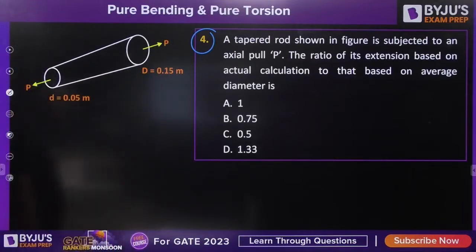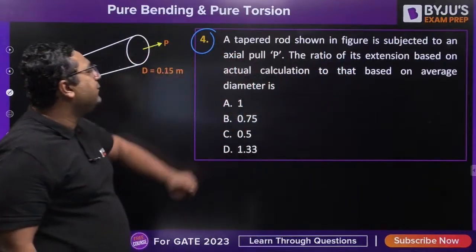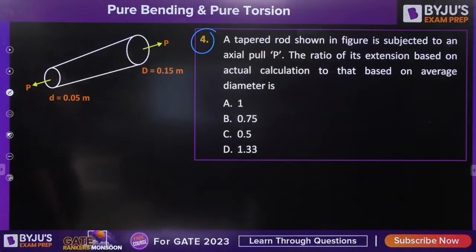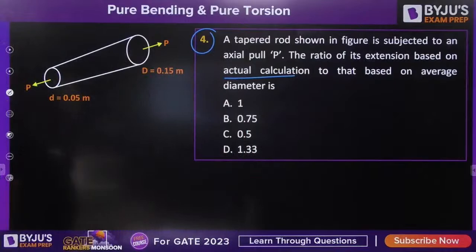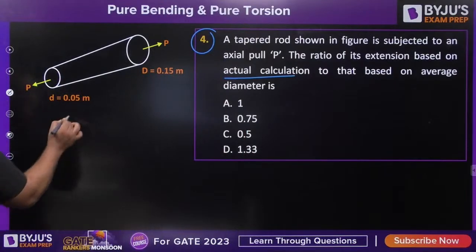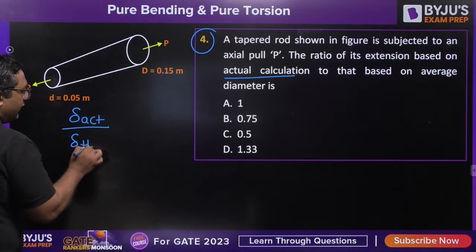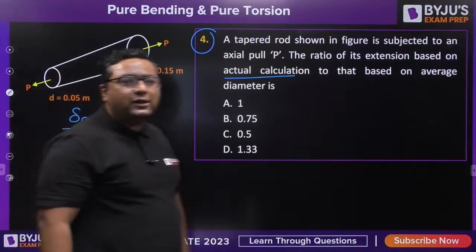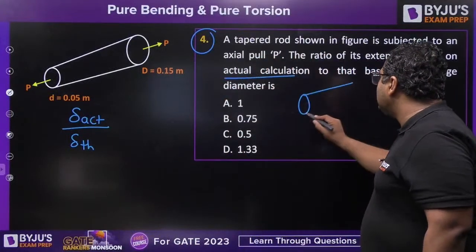Bhavya, I feel, has already given the answer. So this time he is asking: a tapered rod shown in the figure is subjected to an axial pull P. The ratio of extension based on the actual calculation and based on average diameter. So this time they are asking about delta actual divided by delta theoretical. You already got it that actually it is a taper bar.